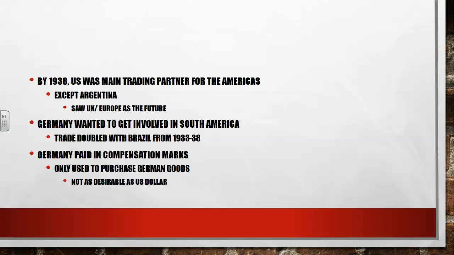Germany, though, is suffering from a major economic crisis at this time period. And they're going to be paying in compensation marks. Now, compensation marks are basically an IOU, and they can only be used to purchase German goods. So you can use this to buy stuff from German companies. It's a good way of ensuring that they're going to be buying from Germany. However, this is not as desirable as the US dollar because the US dollar can be used anywhere. These German compensation marks can only be used in Germany.